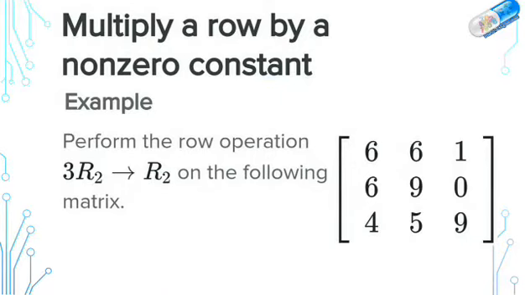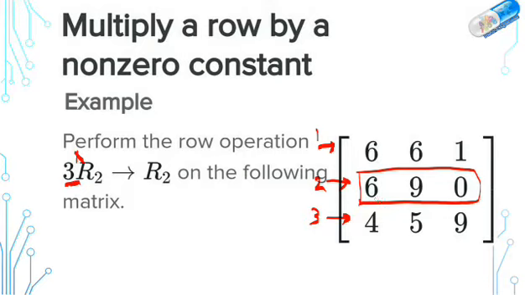The second operation is called multiply a row by a non-zero constant. A non-zero constant means any number which is not equal to 0. An example of this: perform the row operation 3R2 instead of R2 on the following matrix. So instead of R2 we'll put 3R2, and 3R2 means 3 multiplied by R2. Again, this is R1, and this is R2, and this is R3. So what we are talking about is R2. So we will talk about this row, and the change will be in this row only.